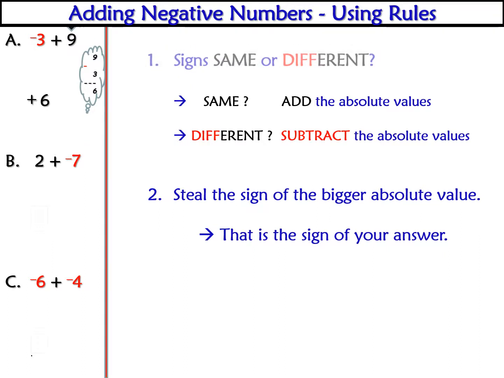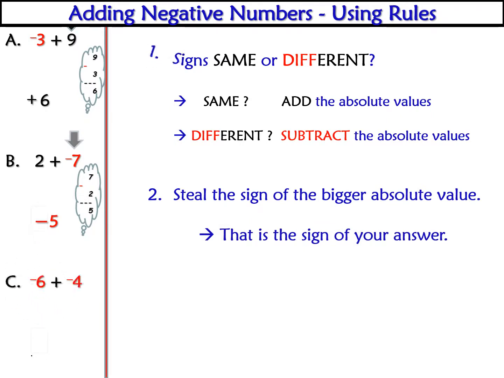Are the signs same or different? Well, again, they're different. So we're going to subtract the absolute values. So strip the signs from each number, subtract 7 minus 2, and we're going to get 5. Now to determine the sign of the answer, we're going to steal the sign that lives in front of the bigger absolute value. Well, the bigger absolute value is negative 7, so that means the answer is going to be negative as well.